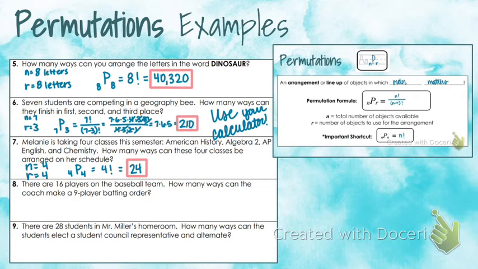So then let's look at number 8. There are 16 players on the baseball team. How many ways can the coach make a 9-player batting order? Now notice it doesn't say choose 9 people to bat. It says the batting order. So that is important to knowing that this is a permutation. All right, so n is how many you're choosing from. There are 16 total players. r is how many you're choosing. He's choosing 9. So this is 16P9.